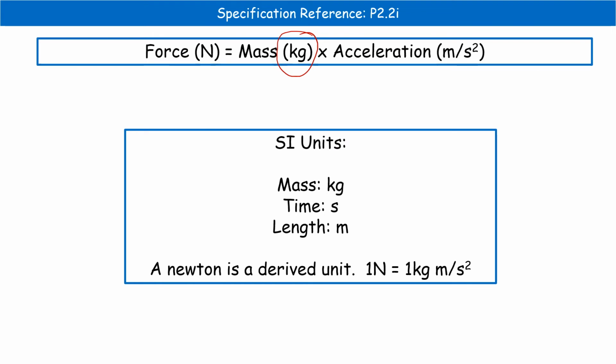So check the question. As soon as you see a mass given to you in grams, then what we need to do is divide that by 1,000 to get it into kilograms. First thing always, never use the mass in grams to do this, otherwise you're not going to get the right answer. So always check if a mass is in grams, divide by 1,000 to get the kilograms. Then you can substitute into our formula.